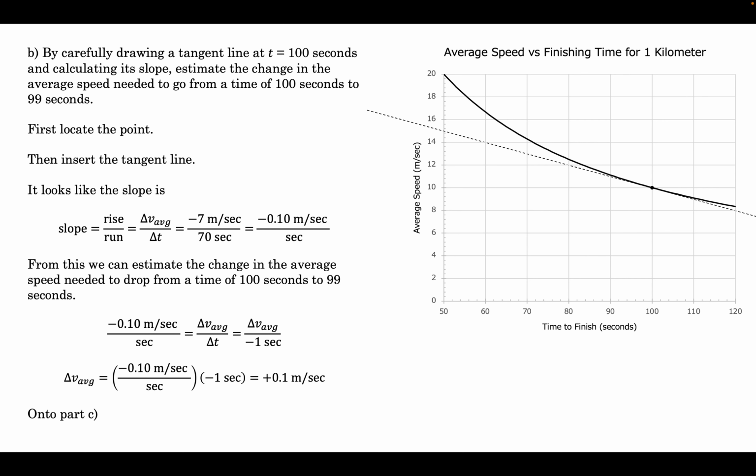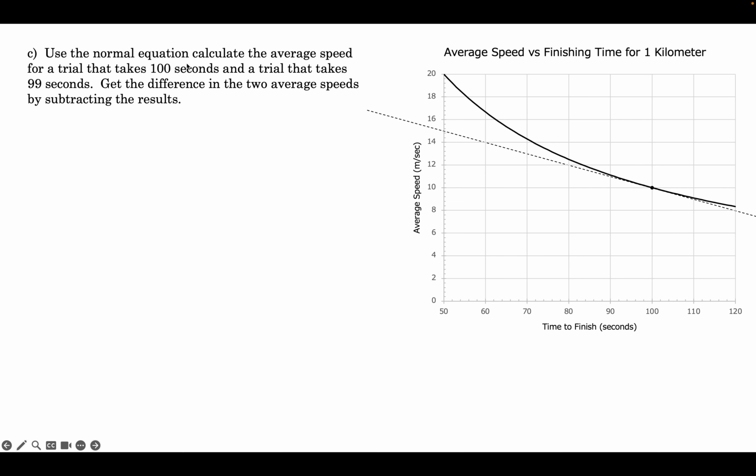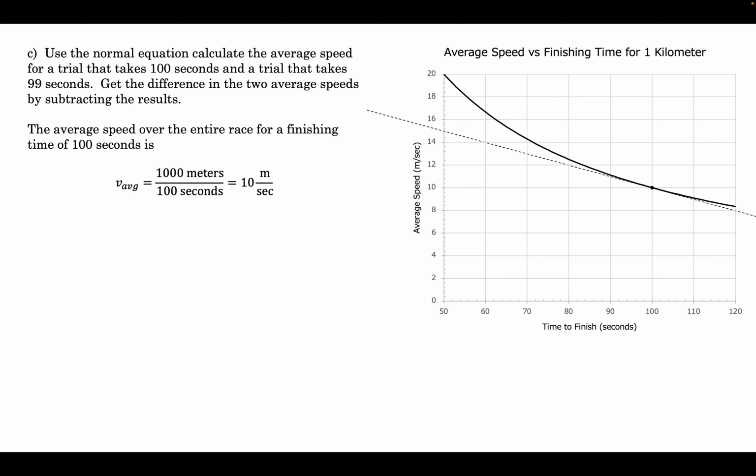Ready for part C. Use the normal equation to calculate the average speed at 100 seconds and 99 seconds and then subtract them. So we're going to use the normal equation to get the difference. And this is the exact difference because the normal equation is giving us the exact average speeds.